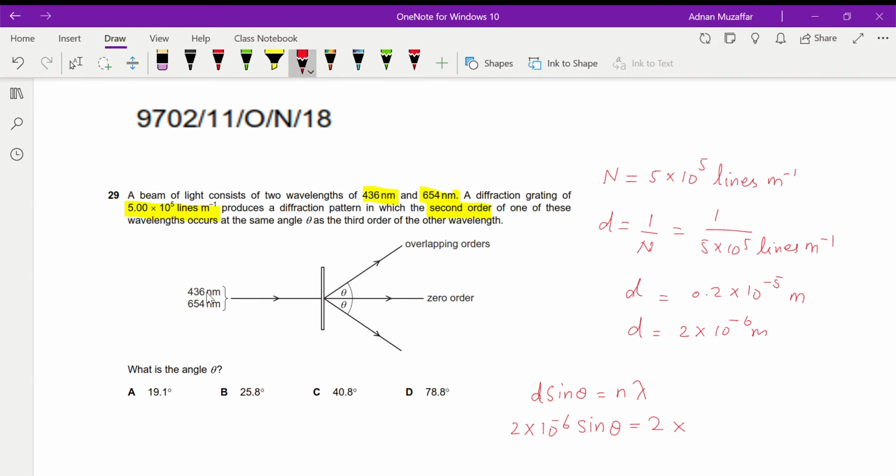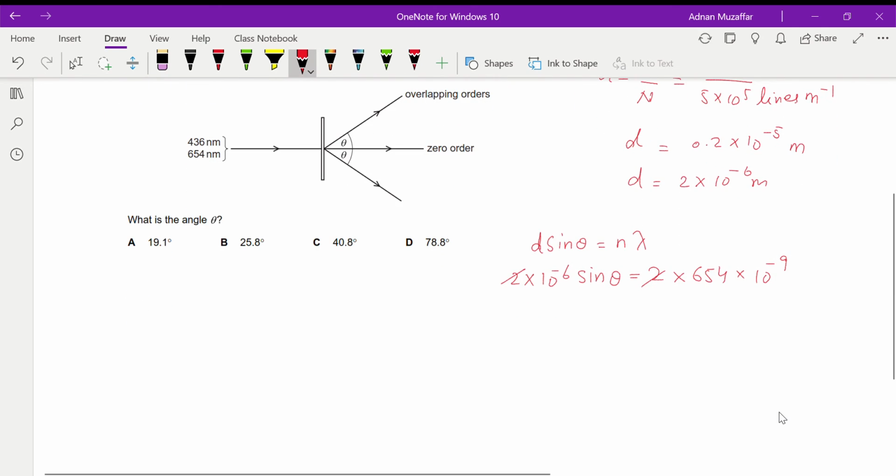So we have to choose one of the wavelengths. We will choose this longer wavelength, for example 654 nanometer, meaning 10 to the power minus 9 meters. Nano means 10 to the power minus 9. Now after simplification, you can see this 2 can be cancelled by this 2, and I can take this 10 to the power minus 6 to the other side. So sine theta on the left side equals 654 into 10 to the power minus 9 times 10 to the power positive 6. Obviously the sign of the power will change when you take it to the right side.